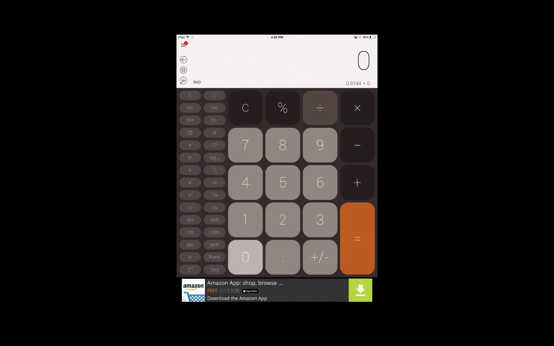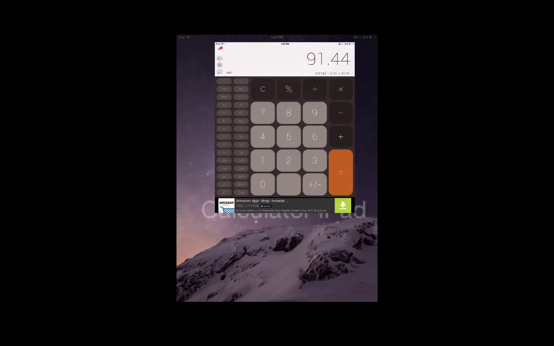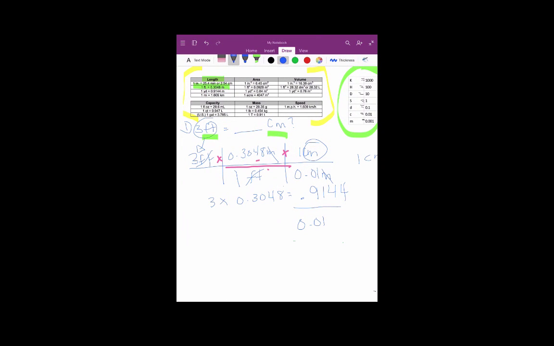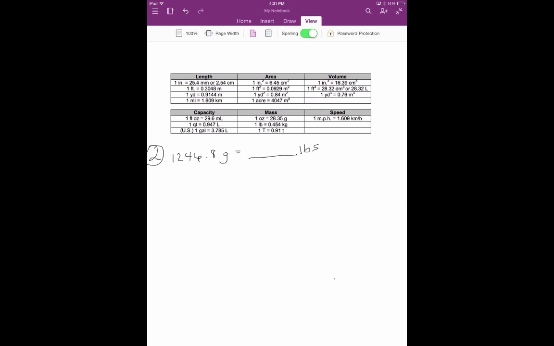Divided by 0.01, giving us 91.44 for our answer. This equals 91.44. No answer is complete without our units. We were left with centimeters, so the answer should be centimeters. That gives us a problem of 3 feet equals 91.44 centimeters. Yay! Alrighty, let's do another one.